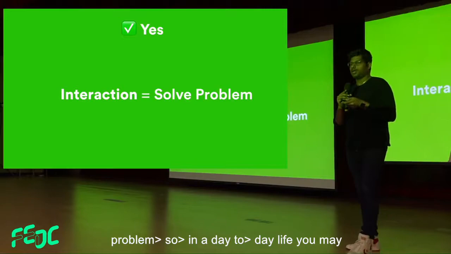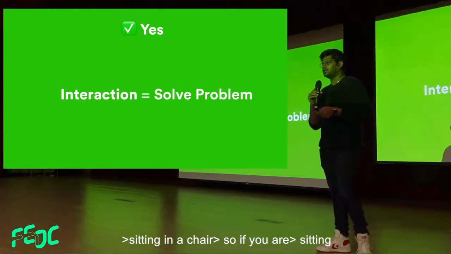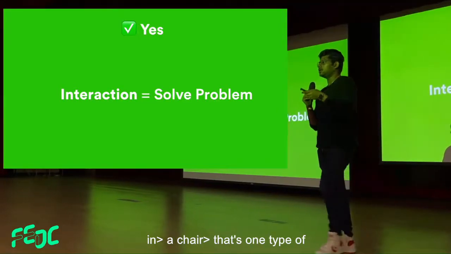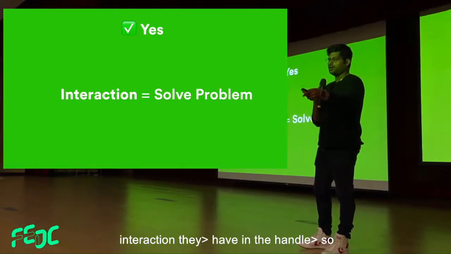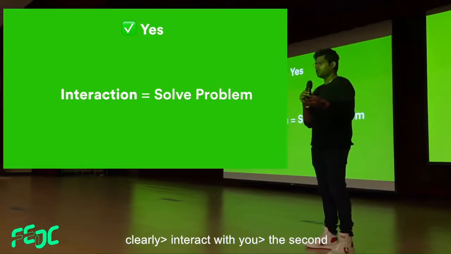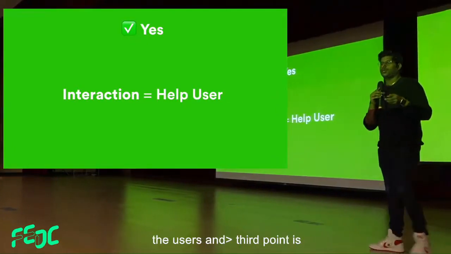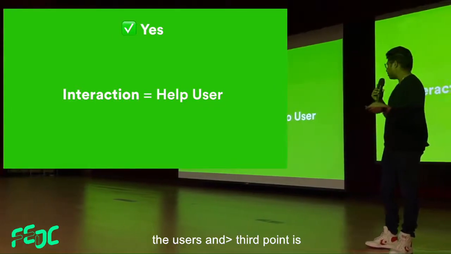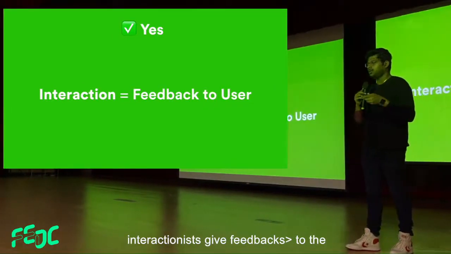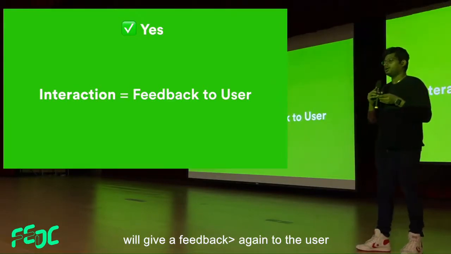In day-to-day life, you may have some problems, like when you're walking somewhere or sitting in a chair. If you're sitting in a chair, that's one type of interaction. The chair has a handle, and they made that handle in a way that clearly interacts with you. The second point is that interaction usually helps the users. And the third point is that interaction gives feedback to the user. If you're touching something, it gives feedback back to the user.